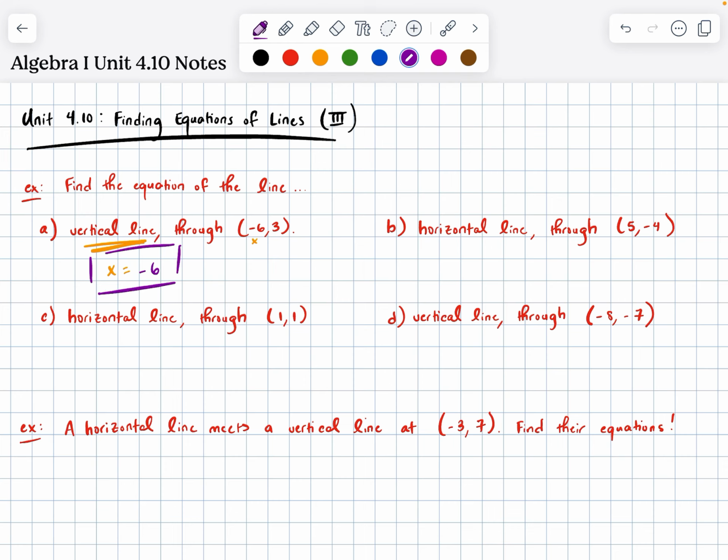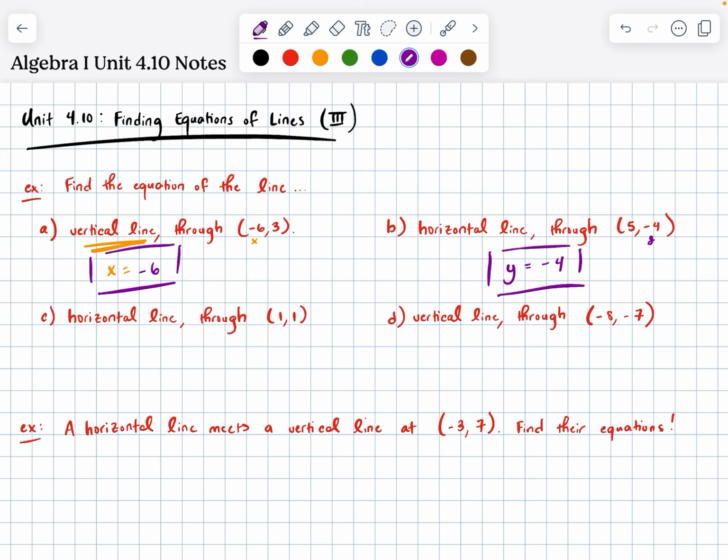Same idea with horizontal lines, right? If a line is horizontal, x can be whatever it wants, but the y value must be consistent. Its elevation above the x-axis is the same. So for horizontal lines, this tells me it's y by itself. Y is going to be equal to whatever the y value of my point is. Here it's -4. So y equals -4 is the equation of my line.